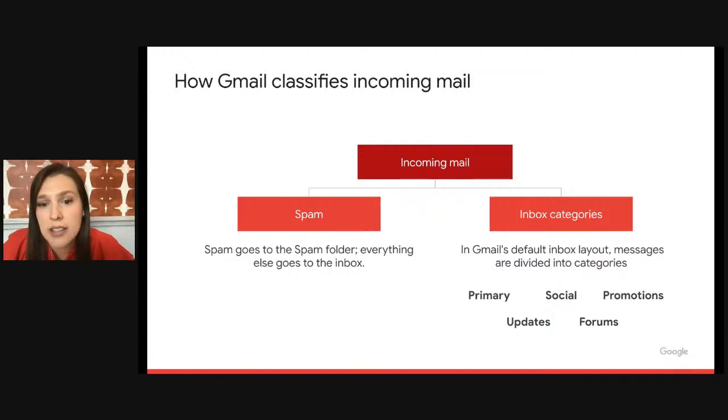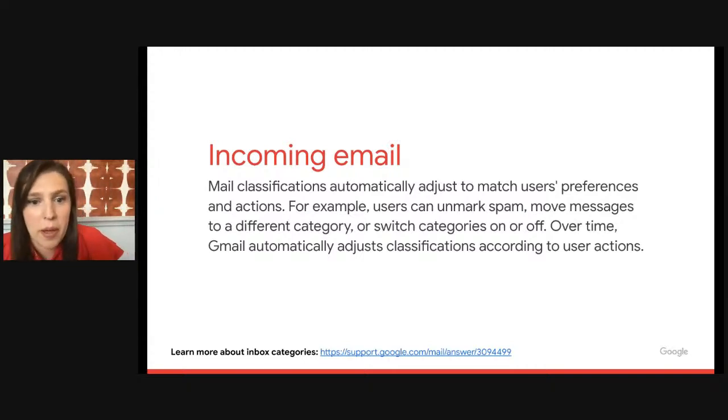Gmail has a default inbox layout where messages are divided into a couple of different categories. I'll go through in depth what these are a little bit later, but you can see the differences between primary, social, promotions, updates, and forums. Your primary tab, of course, is where you get emails from folks within your address book. Social, promotions, updates, and forums come from a lot of bulk senders just like all of you.